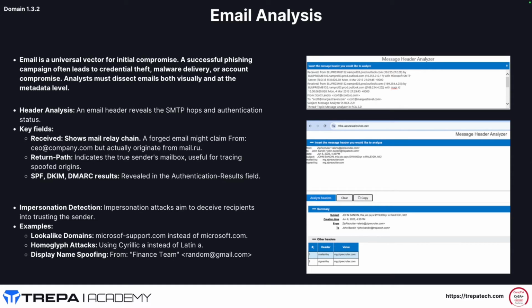That's okay though. But nonetheless, an email header reveals the SMTP hops and authentication status. So what we want to see here is the mail relay chain. Where's it coming from, right? What's the return path? And then we're going to talk about this soon, the SPF, DKIM, and DMARC.